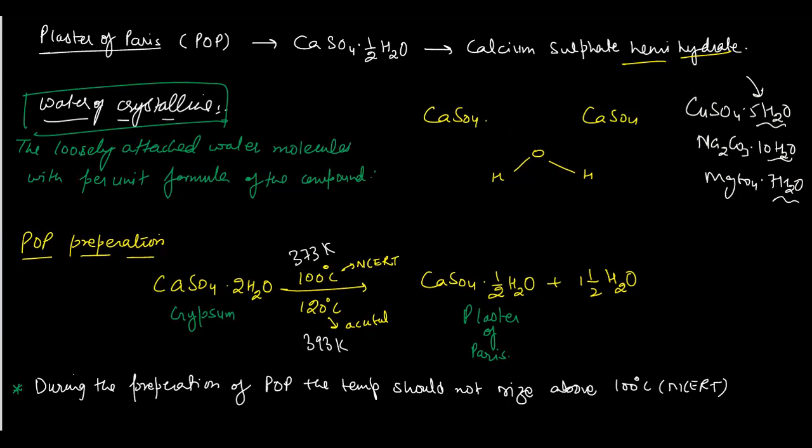It means that two calcium sulfate units are attracting one water molecule towards them. According to our definition, water of crystallization is the loosely attached water molecule per unit formula. If two are attracting one water molecule, then one will be attracting only half. अगर दो लोग एक को पकड़ते हैं तो एक कितने को पकड़ेगा? आधे को.